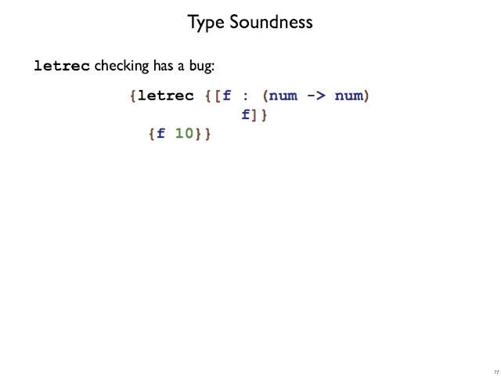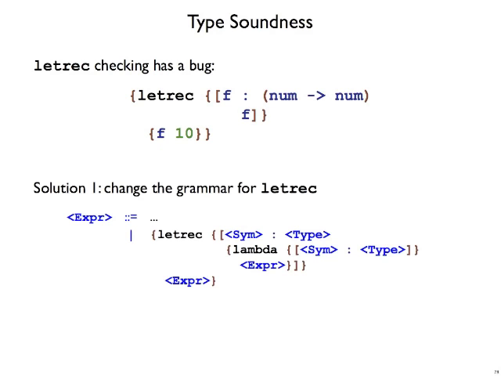The letrec checking that we've done has a bug because if I say f has type num arrow num, then when I type check f, it'll have num arrow num. But the way our interpreter works is we temporarily set f to 42, and we'll look up the 42, reinstall that as f, and now we'll end up trying to apply 42 as a function, which is exactly the sort of thing that our type system was meant to rule out. You should never get a can't apply a number as a function error.